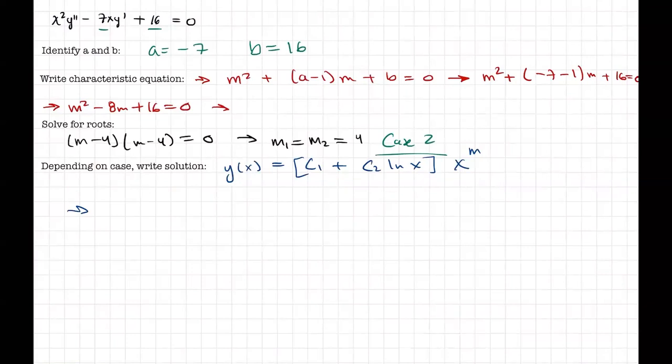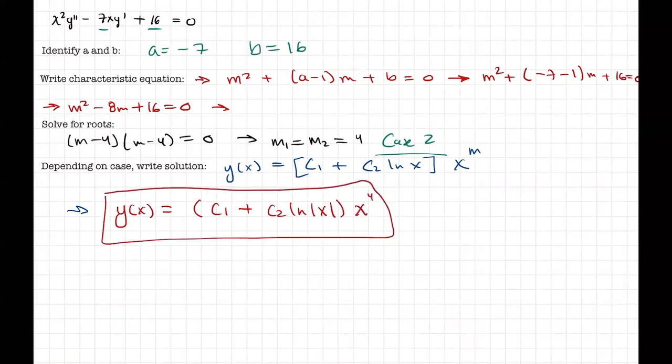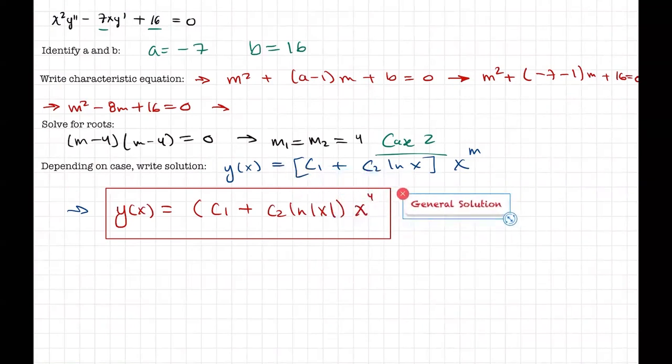So in this case, our general solution for this problem will be y equals (c1 plus c2 times ln of x) times x to the 4th, because that was our m. You can see it's pretty simple and straightforward, similar to the other problems we have done. There's nothing new here that you don't know how to solve. You just use a different set of equations to solve this one.